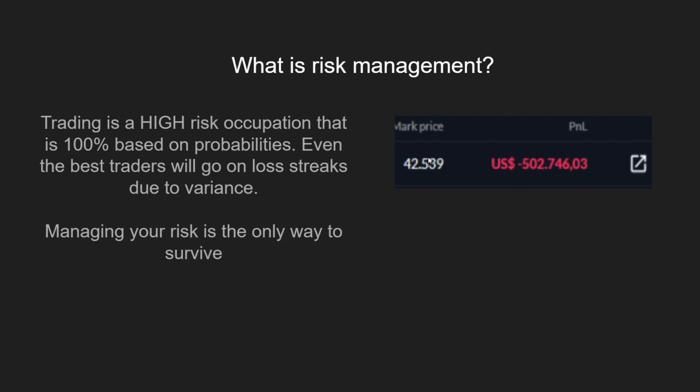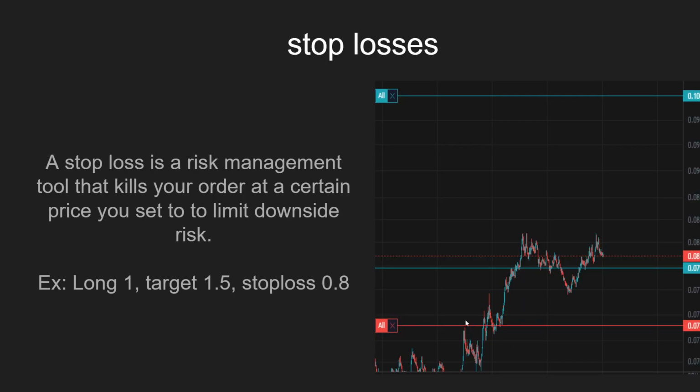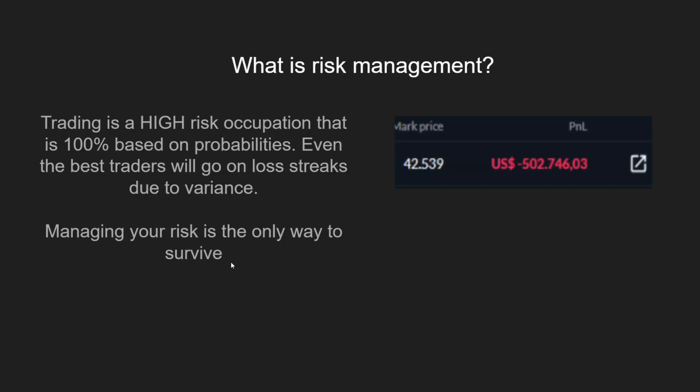Here's a little example of one bad trade I did. I did end up closing it in profit, but yeah, whatever. A stop loss is a risk management tool that kills your order at a certain price. You set it to limit the downside risk. Example: long 1, target 1.5, stop loss 0.8. You do not want to be swimming underwater like this.